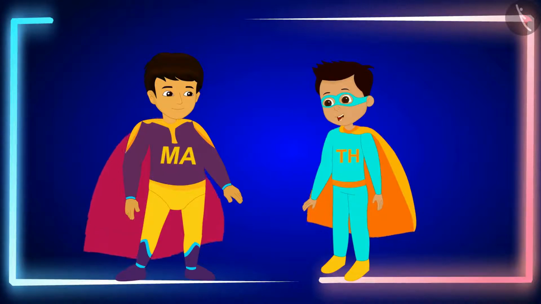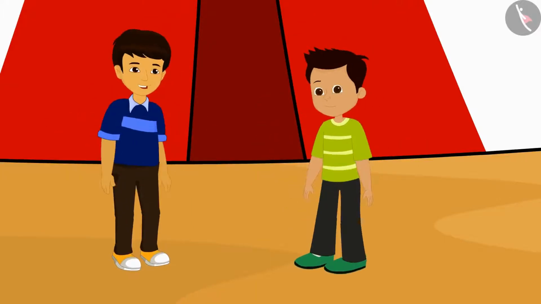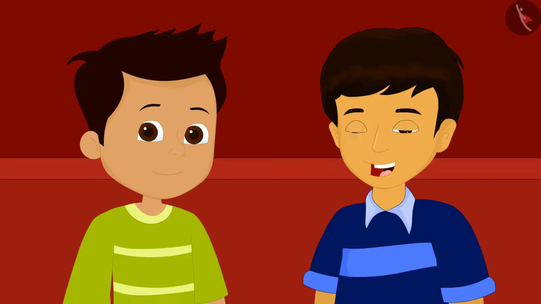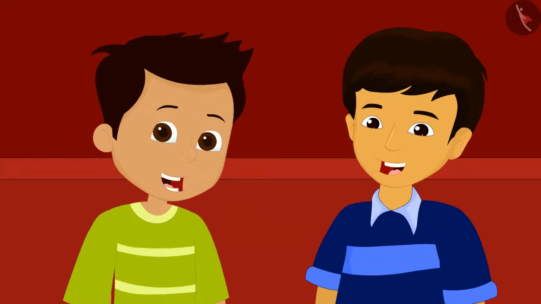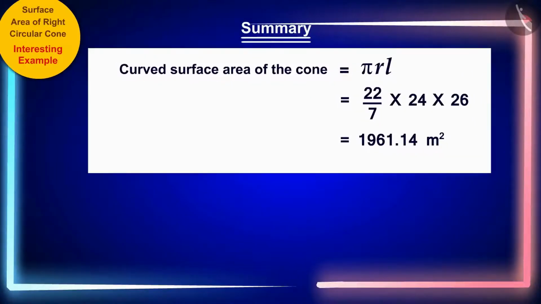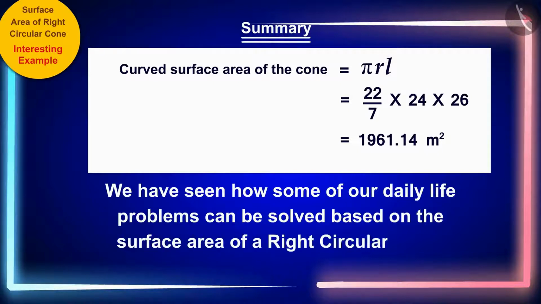Now let us return to our world. The circus is just about to begin and we don't want to miss it. The two friends together enjoyed the circus very much and returned home happily. With this example, we have seen how some of our daily life problems can be solved based on the surface area of a right circular cone. In the next video, we will see some more interesting examples based on this.